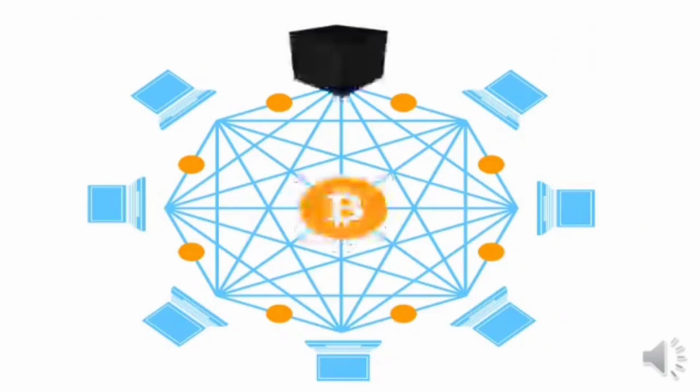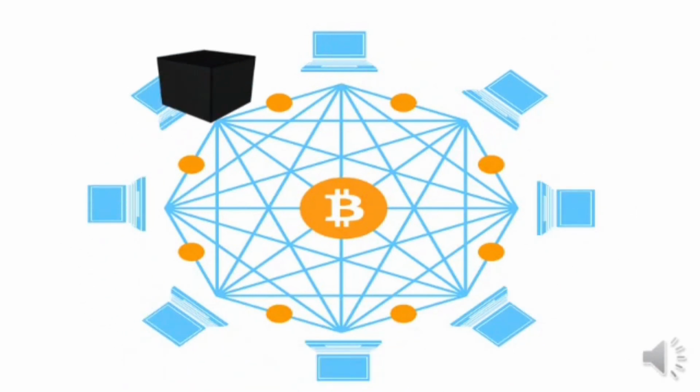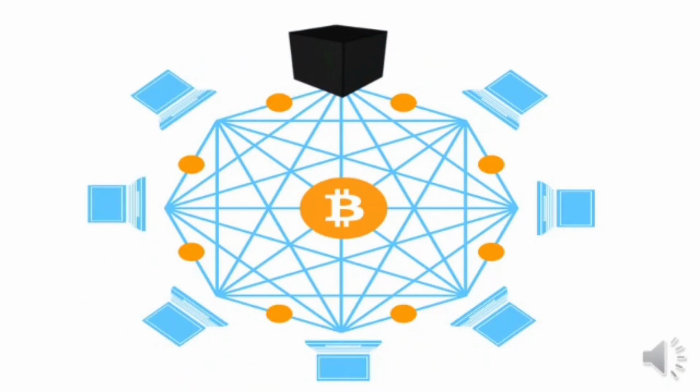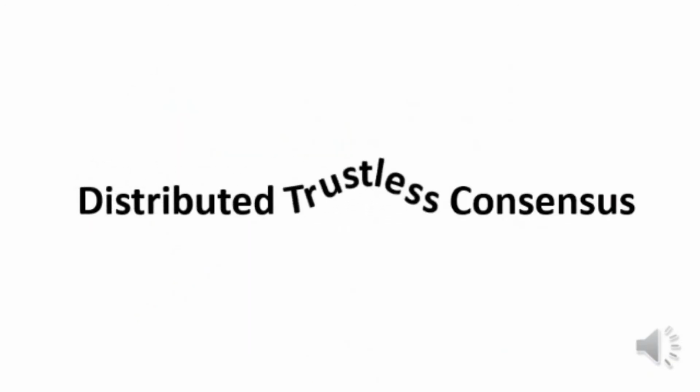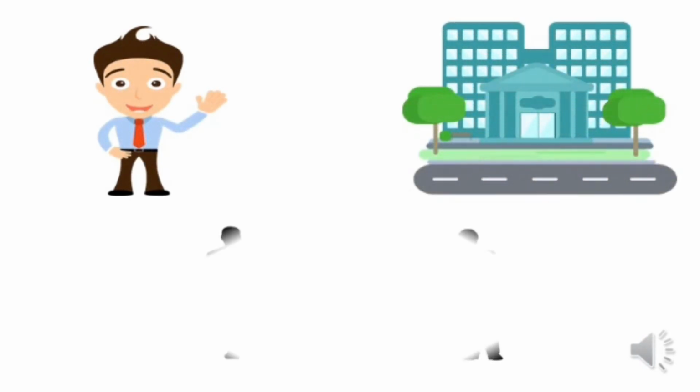The transaction gets verified when all the nodes reach a consensus and there is no need of a bank or any other middleman. That is why it is known as distributed trustless consensus. Being distributed or decentralized means neither a person nor a bank or a company owns this.